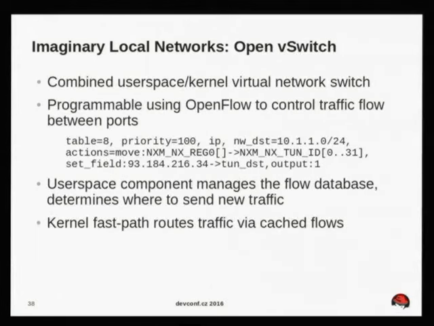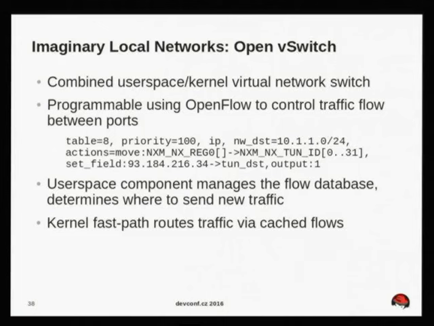If you want to do more complicated things, you can use something like Open vSwitch. Open vSwitch is a combined user space and kernel network switch. You can program it using a language called OpenFlow, which lets you control the traffic flow. There's an example OpenFlow rule here. I'll be talking more about that a little bit later, so the details don't matter. But you can see this one is routing IP packets that are going to a certain network and does a bunch of stuff with them, and then eventually outputs it to port 1 at the end there.